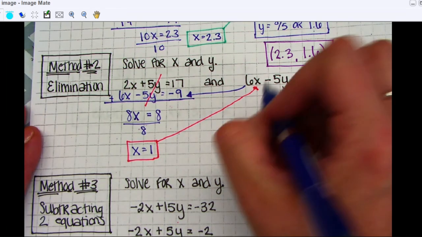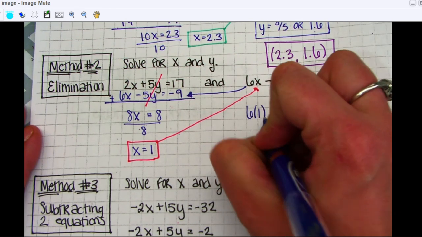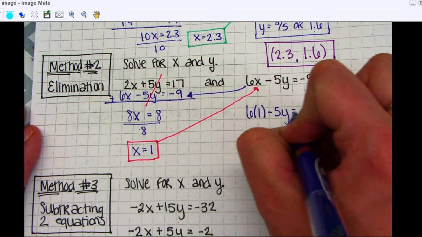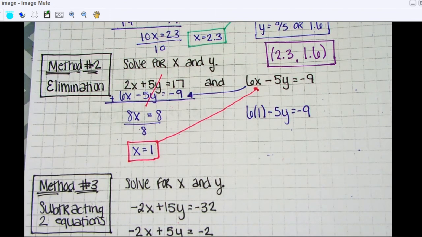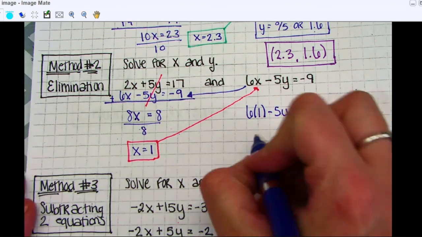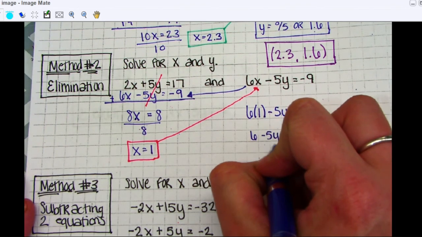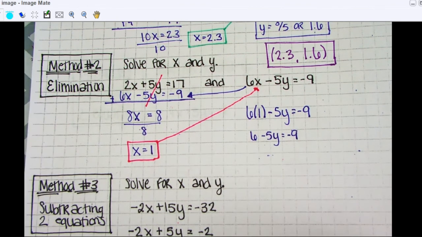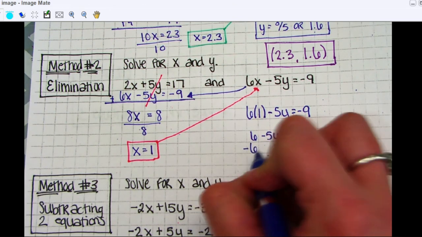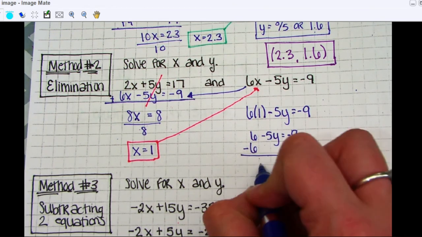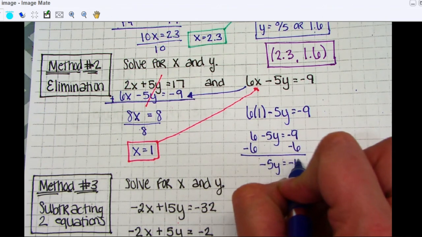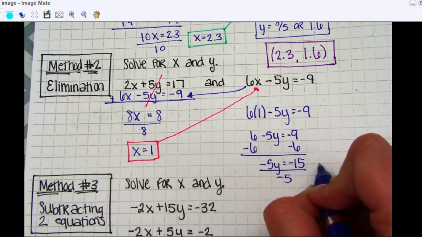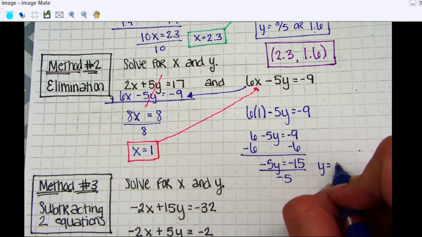We'll get 6 times 1 minus 5y equals negative 9. As you do these problems, you don't have to write 6 times 1. You can just write 6. But I don't want you to look back at your notes and not know where the 6 came from. So I'm going to have 6 minus 5y equals negative 9. And just solve for y. Subtract 6. Dividing by negative 5, y's value is 3.